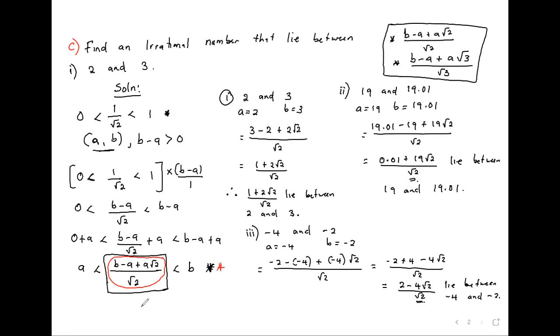So if it's too complicated for you to derive this, then forget about it. Just pick this formula here. You can never fail to give numbers that lie in between two numbers. You can never fail to get irrational numbers that lie there. You always get them.